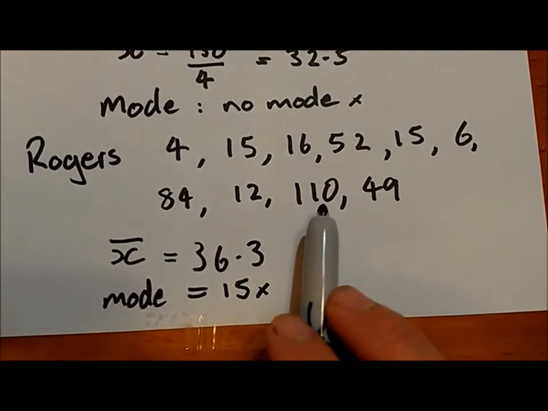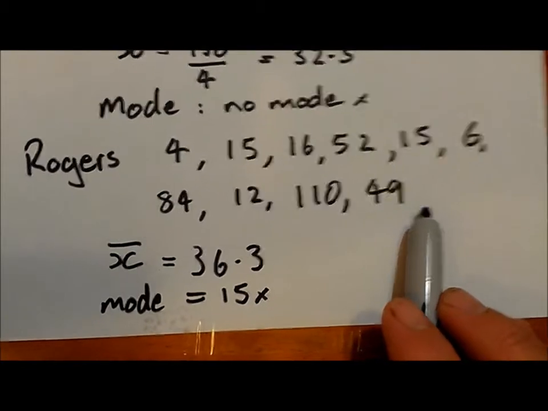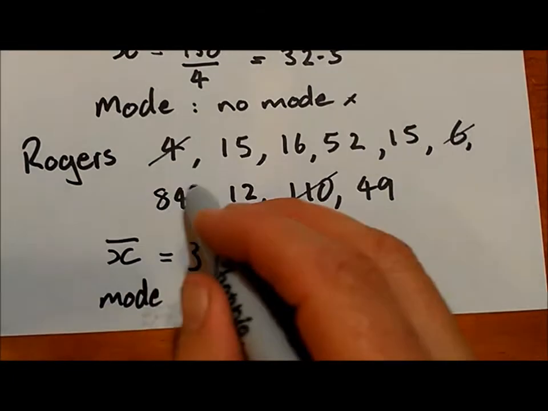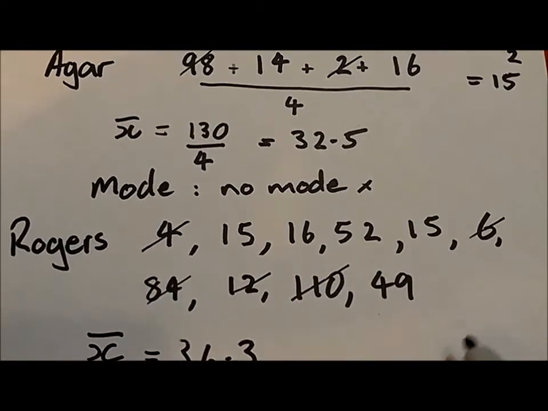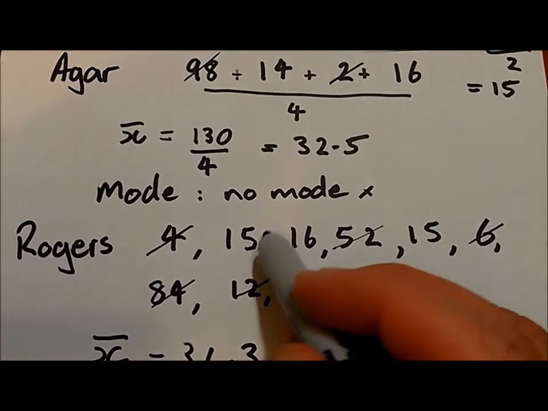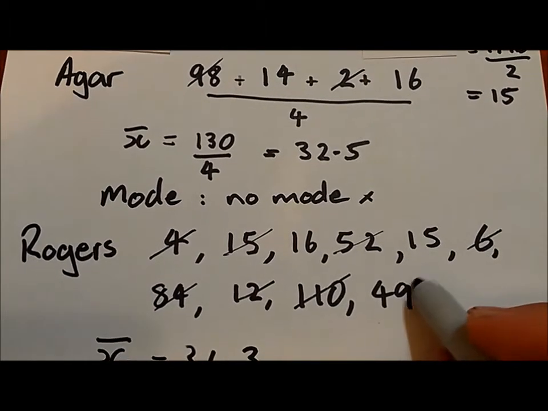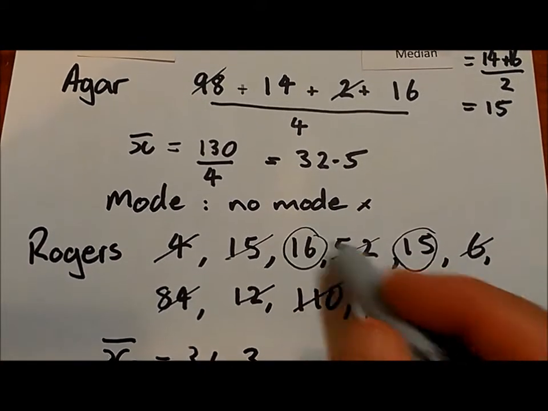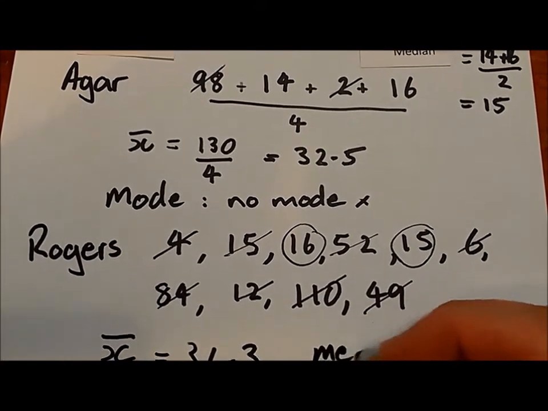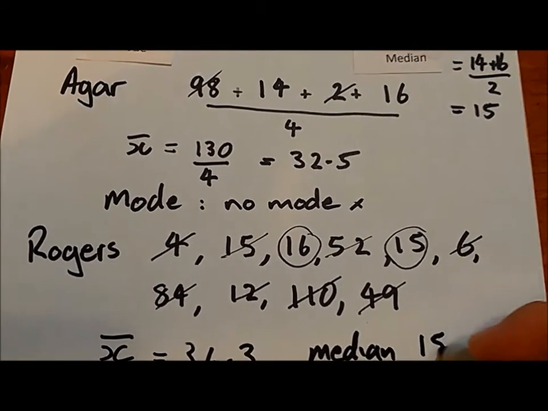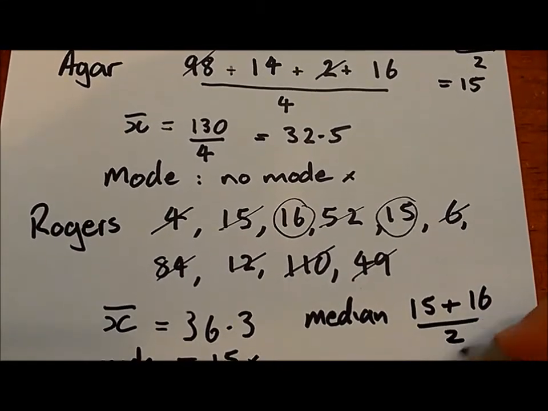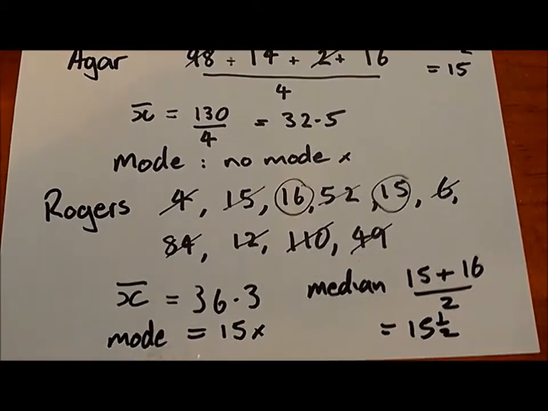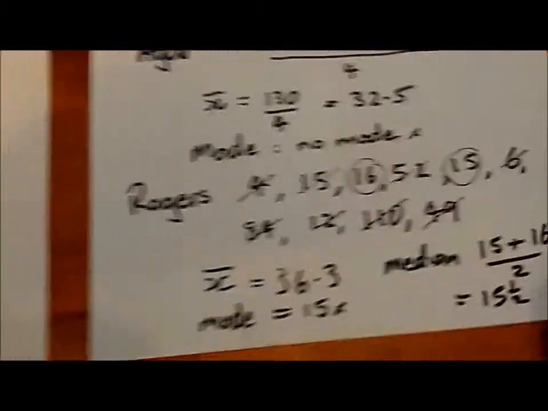Chris Rogers down here, again not too many scores, so I can probably cheat a little bit here as well. Cross off the lowest, cross off the highest, the second lowest, the second highest, and keep crossing off the lowest and highest until I'm left once again with 2 scores. So again, if there's an even number of scores for the median, I want to find the average of those 2 scores. It's 15.5. So again, Ashton Agar seems to be in the ballpark on that score.